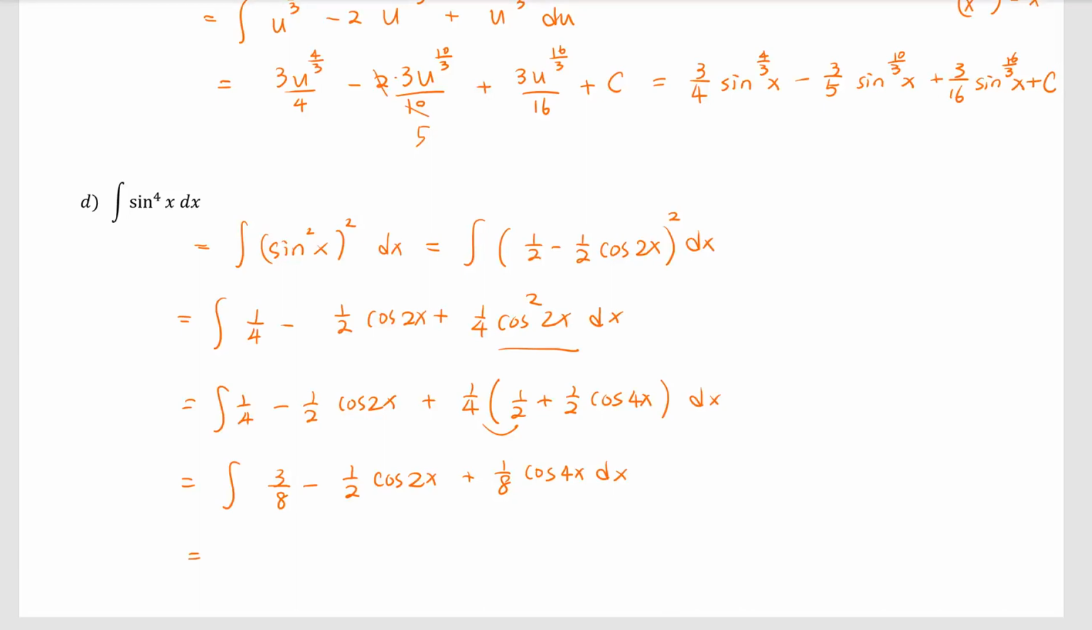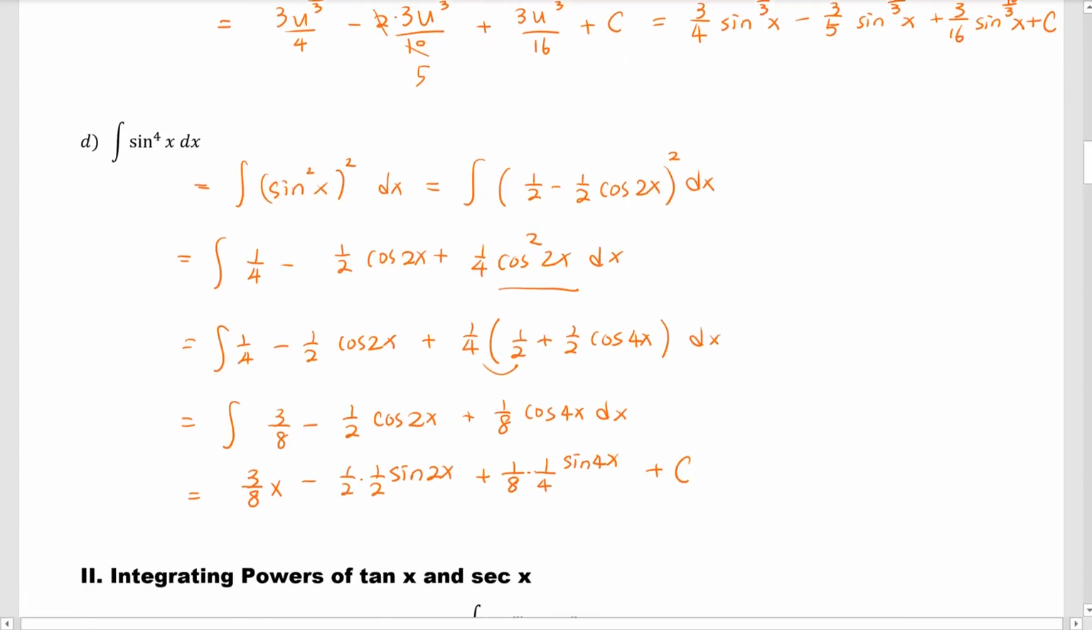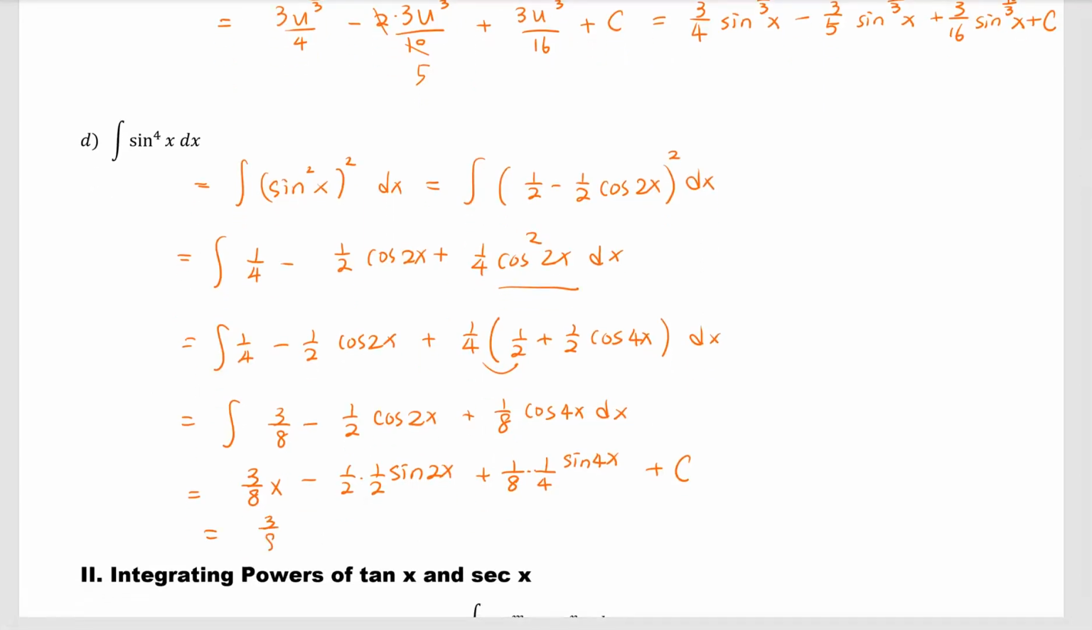And let's integrate it. So 3/8 just times x. Here is sine 2x and multiply by 1/2 in front. And here is sine 4x, but multiply by 1/4 in front. Alright. And yep, let's multiply them together. So this is 1/4 sine 2x, 1/32 sine 4x plus c. So far, so good, everybody?